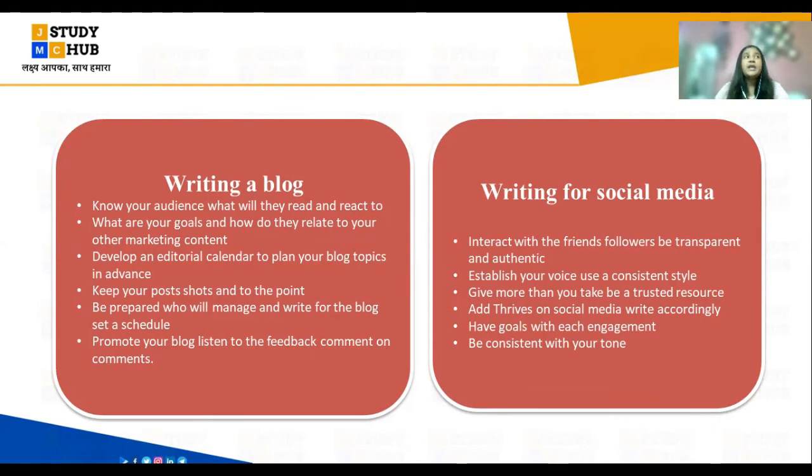Right? So why do you think these content creators over Instagram, Twitter, and other social media platforms are famous? Because they are establishing their voice using a consistent style. Give more than you take from the trusted sources. Ad thrives on social media. Write accordingly. Have goals with each engagement. Be consistent with your tone.